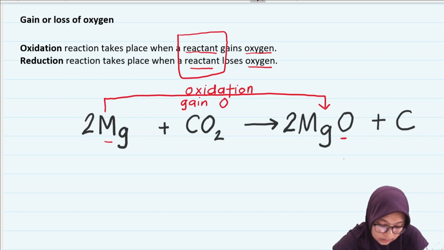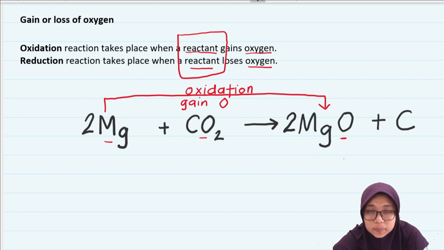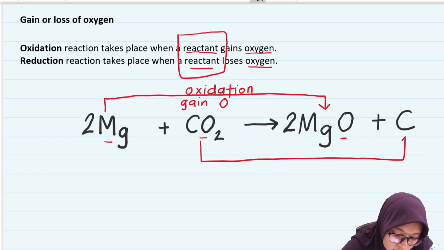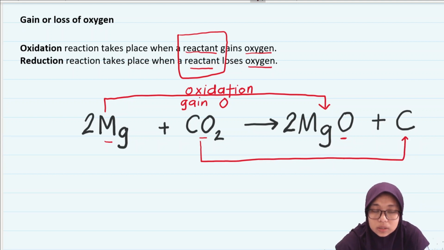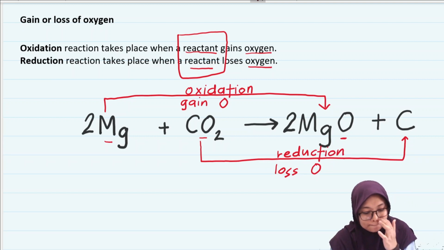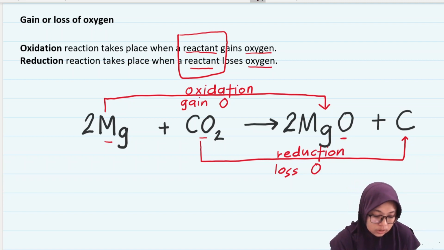Okay, as for carbon dioxide, it actually have oxygen in the first place, but after the reaction finish, the carbon dioxide already lost the oxygen. So the carbon dioxide lost oxygen, so the reaction named as reduction. Okay, so in this reaction, magnesium gain oxygen, carbon dioxide lost its oxygen. Okay, we know already the oxidation and reduction reaction.